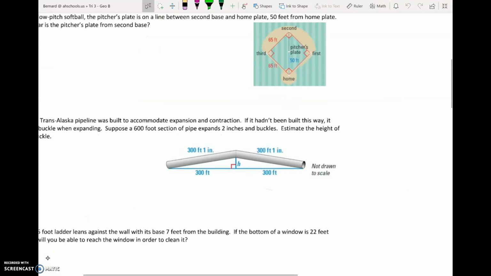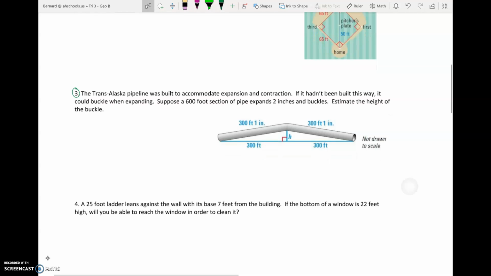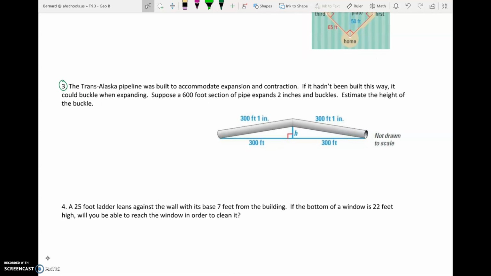Okay, so I just want to make a short video walkthrough for problem number 3 here on the part 2 worksheet. I think you can read the problem there. This pipeline is built to accommodate expansion and contraction. If it isn't built that way, it's going to break. So here's what it is.